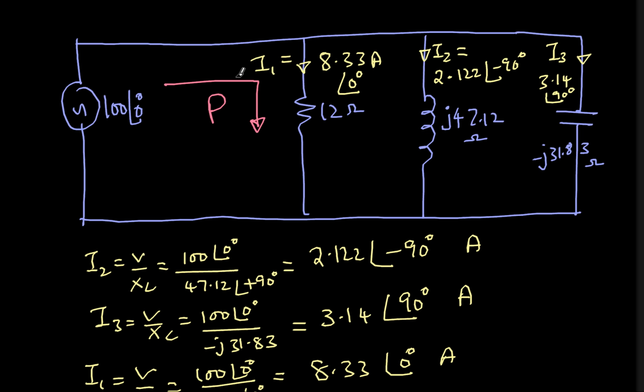Starting from the source and then consuming like this. How much reactive power is this one consuming? So you see I square into X. So 2.12 square into this one, 47.12. So if I multiply this, then I'll get the active power consumed by the inductor.